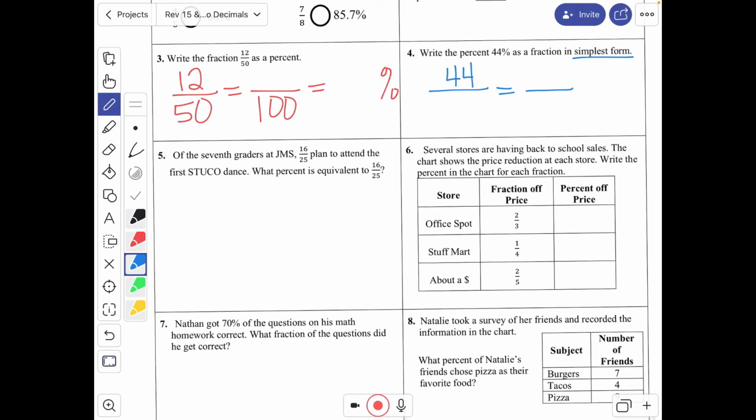Number 4 says to write the percent 44% as a fraction in simplest form. So it's going to be 44 over something, and then you have to simplify it. Number 5 says of the 7th graders at JMS, 16 out of 25 plan to attend the first Stuco dance. What percent is equivalent to 16 over 25? Well, percent means per 100. So if you figure out what it would be over 100, then you can write it with a percent sign.